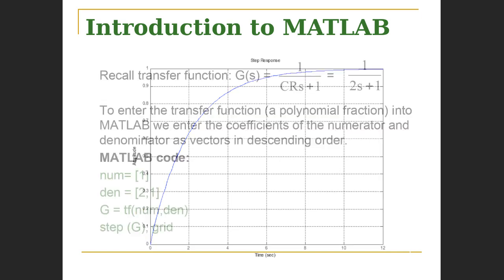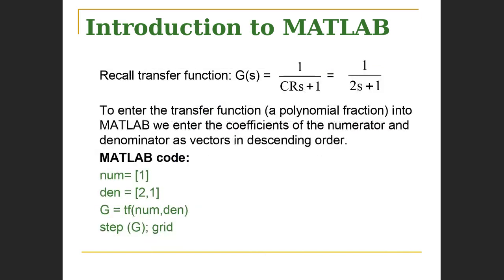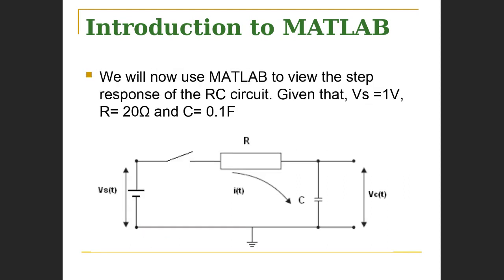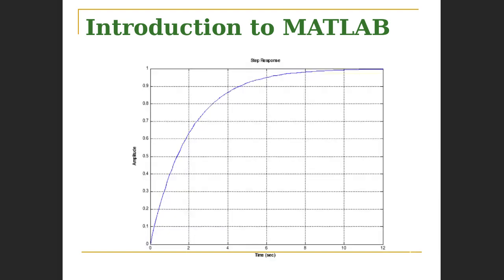Yes, sir. All right, let's go back to the function. What's the time constant in terms of the RC network? It is equal to R times C. And so when you multiply 20 by 0.1, what's the result? 2.